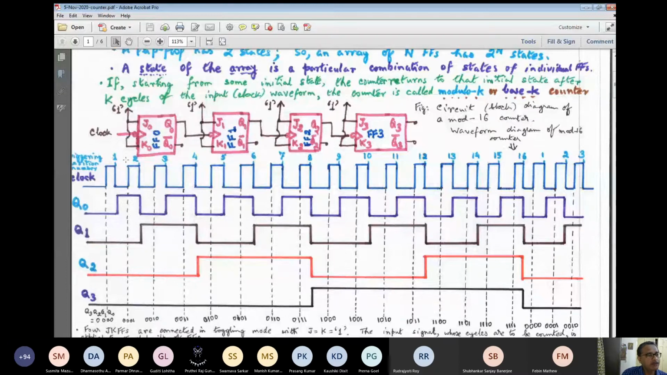Now, following the first active edge, that means the 1 to 0 transition, you can read the state of the counter at any point but the active edge. That is advisable because when the 1 to 0 transition of the clock happens, at this point it is very difficult to read the state of the counter.